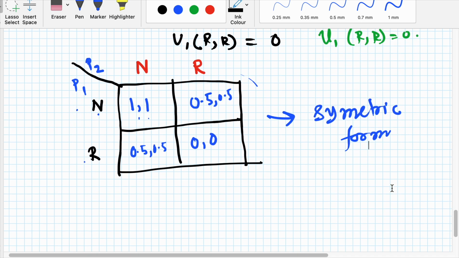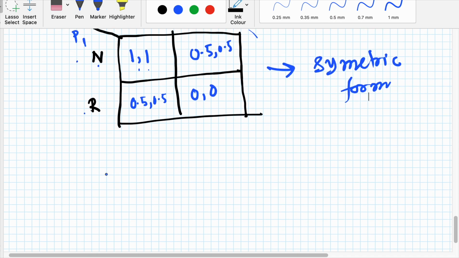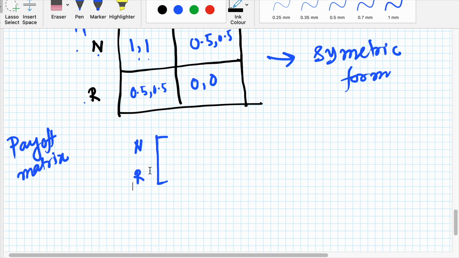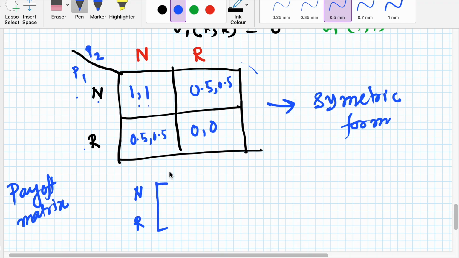So that means for a symmetric game we can write this tabular form as a matrix, which is called the payoff matrix. The payoff matrix for player 1 and player 2 will be the same for the symmetric game. So here we can write in the matrix form N, R and N, R, where the column strategy represents player 2's strategy and the row strategy represents player 1's strategy.